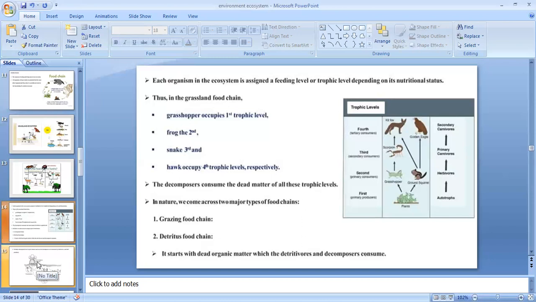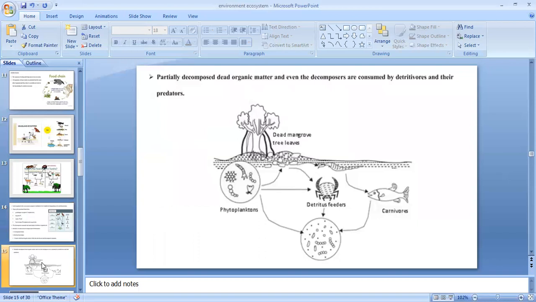In nature, we come across two major types of food chain. First, grazing food chain. Second, detritus food chain. It starts with dead organic matter, which is consumed by detritivores and decomposers. Partially decomposed dead organic matter, and even the decomposers, are consumed by detritivores and their predators.